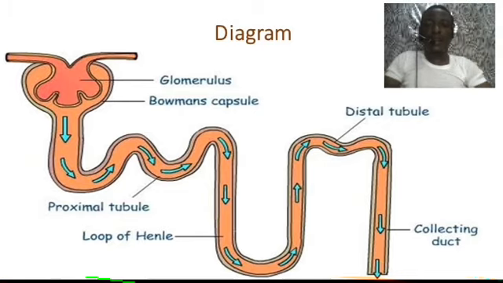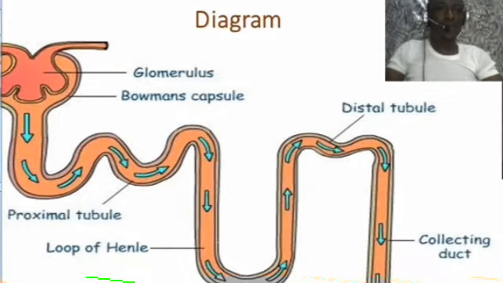Alright, this is a clearer diagram of the human nephron. It looks like a snake or a tapeworm. If you have ever seen a snake or a tapeworm before, that is exactly how the human nephron looks. You can see the glomerulus and the Bowman's capsule forming the renal corpuscle.